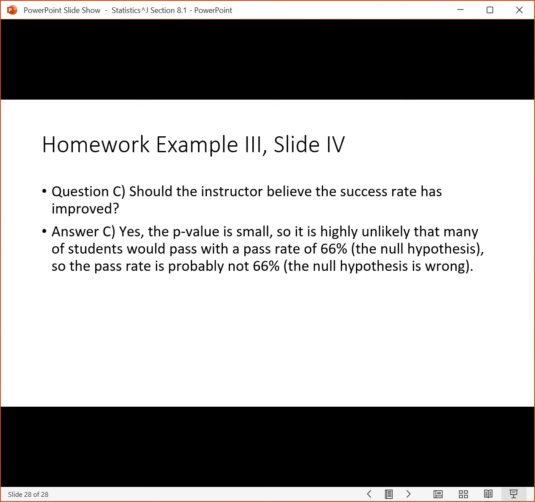All right, and then question C, should the instructor believe the success rate has improved? Yes. If the p-value is small, then that suggests that the null hypothesis was false. All right, that the null hypothesis was wrong. If you go through and you assume something, you assume the pass rate is 66%, and then you get a much higher pass rate than that, then your assumption was probably wrong. And the pass rate is probably not 66%. It's probably better than that. Okay, and so that really gets to the heart and core of a hypothesis test.